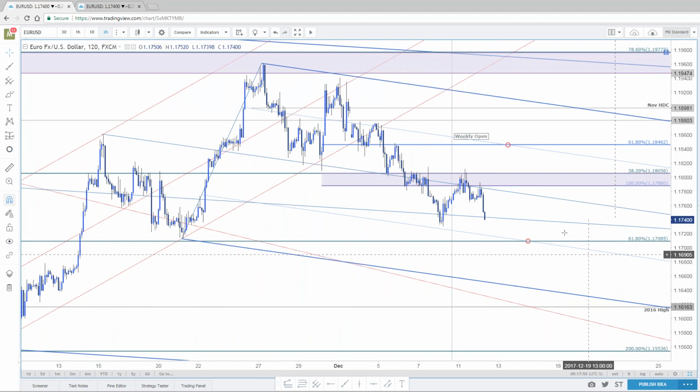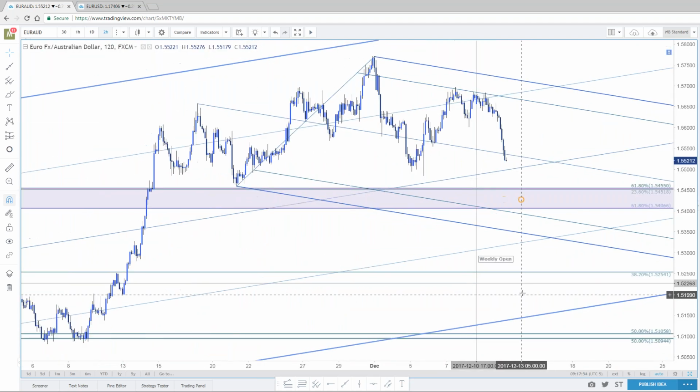Euro Aussie is the one that I favored, and this is the one that was a little bit more interesting for me, and that's just based on the structure of where we were. So here's where we were to start the week.